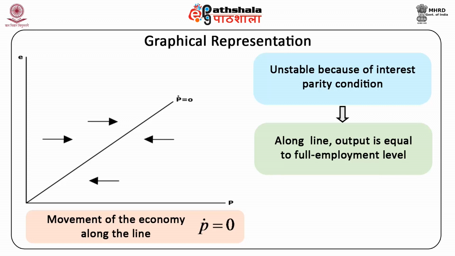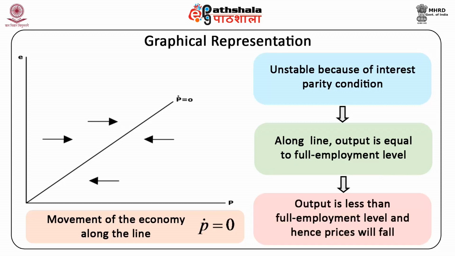For the same level of exchange rate, if the economy is at any point to the left of the P dot = 0 line, it means that output is greater than the full employment level and hence prices will rise. Similarly, any point to the right of the P dot = 0 line implies the output is less than the full employment level and hence prices will fall. Thus, if the economy is away from the P dot = 0 line, it will converge towards it.